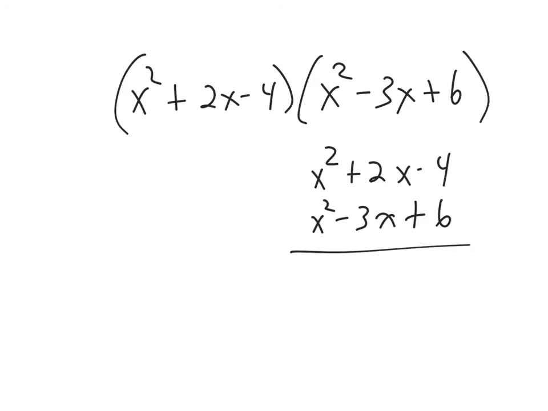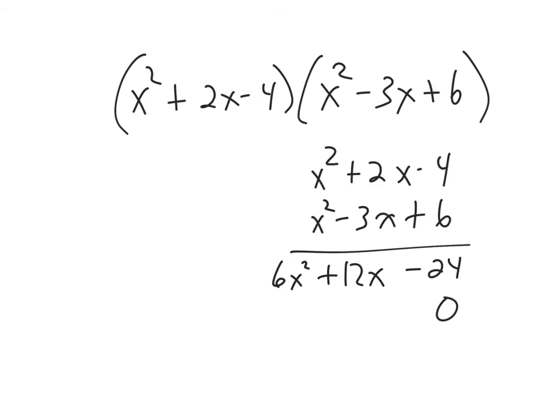So I'm going to take my 6 times my 4, and that's negative, so it's going to be negative 24. 6 times 2x, these two right here, is going to be a positive 12x. And then 6 times the x squared is going to be a positive 6x squared. Then I leave a blank.